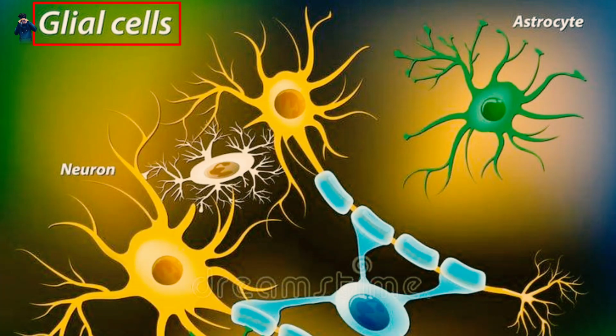2. Glial cells. There are about 10 to 50 times more glial cells than neurons. Glial cells are responsible for nourishing the neurons. They also aid in the protection as well as structural support of neurons.